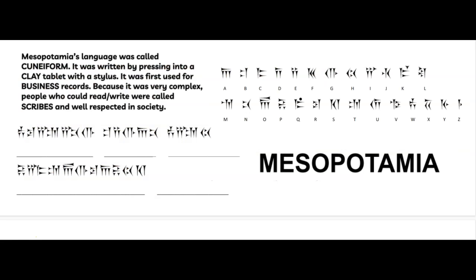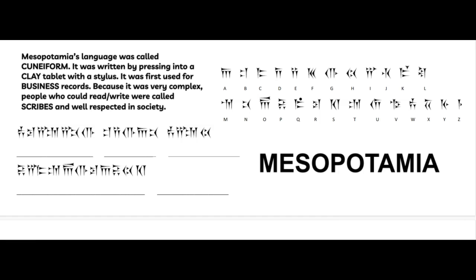Let's talk about our next civilization's language, and that civilization is Mesopotamia. Mesopotamia had the very first written language that we know of, and it was called cuneiform. Cuneiform was written by pressing into a clay tablet with what's called a stylus, which is essentially a stick designed for the purpose. It was first used for business records, and then it morphed into a language for all uses.